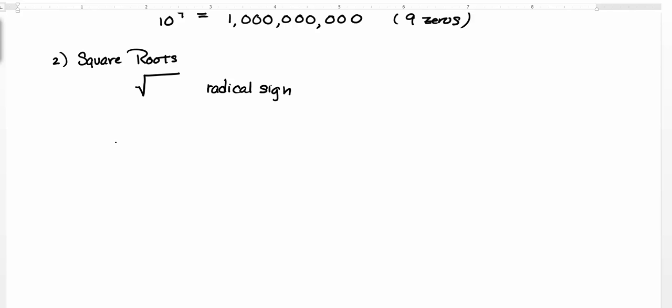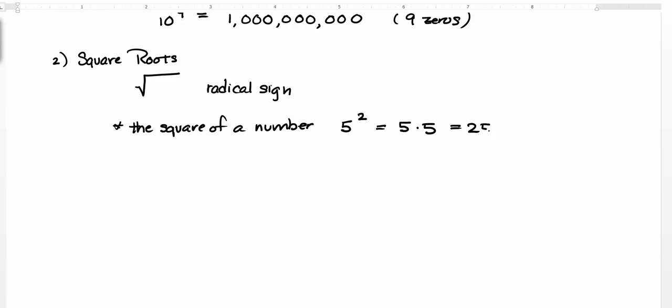Okay, so if we think about the square of a number, for example, we were using the example 5, 5 squared is 5 times 5, which is 25. The square root of a number is kind of like the opposite. It's basically the opposite of squaring a number.